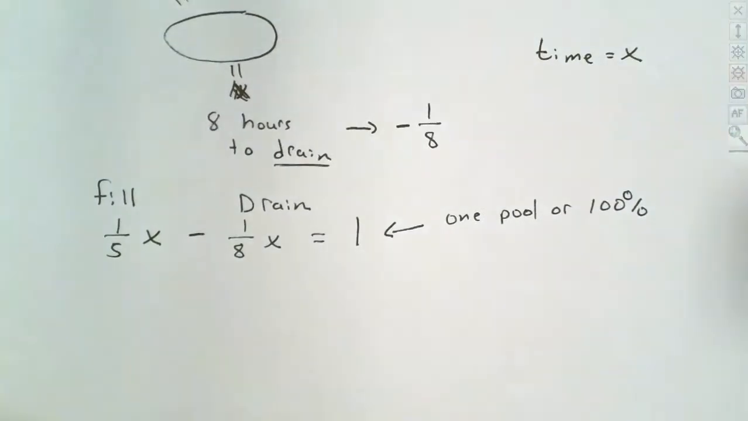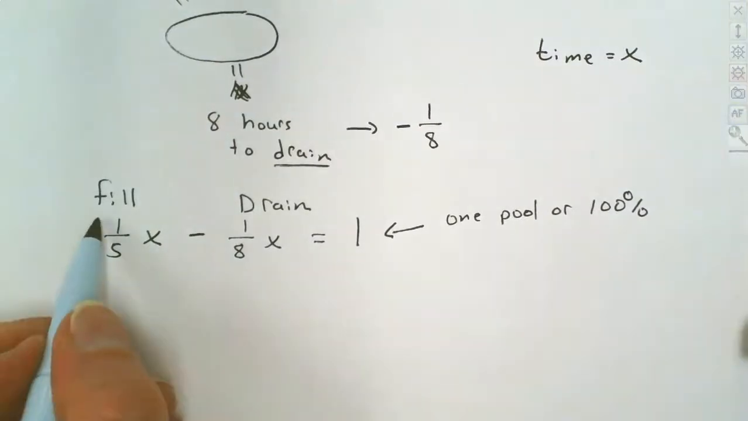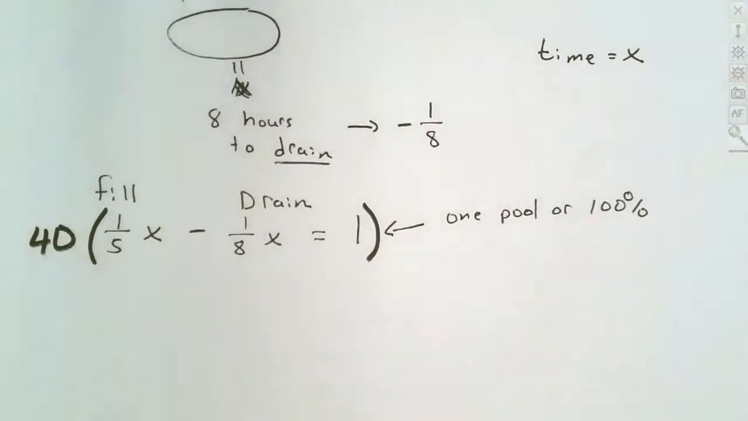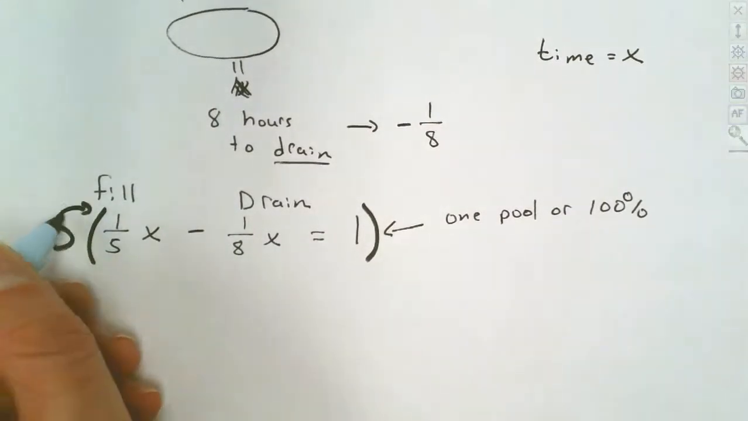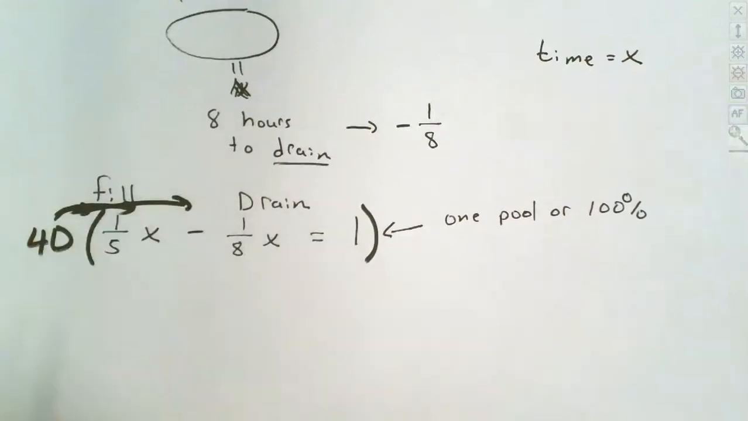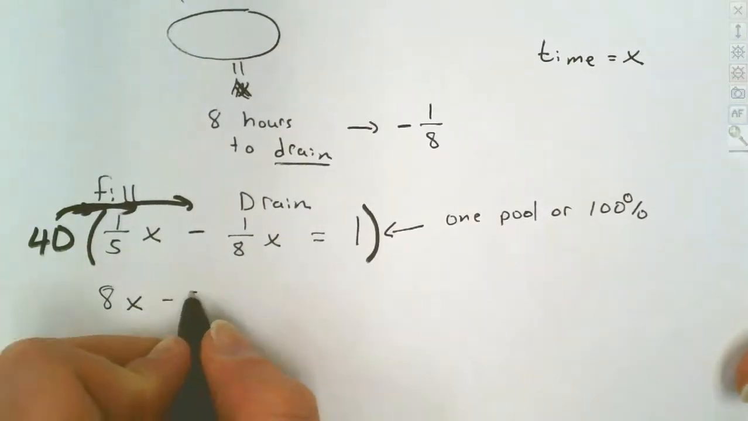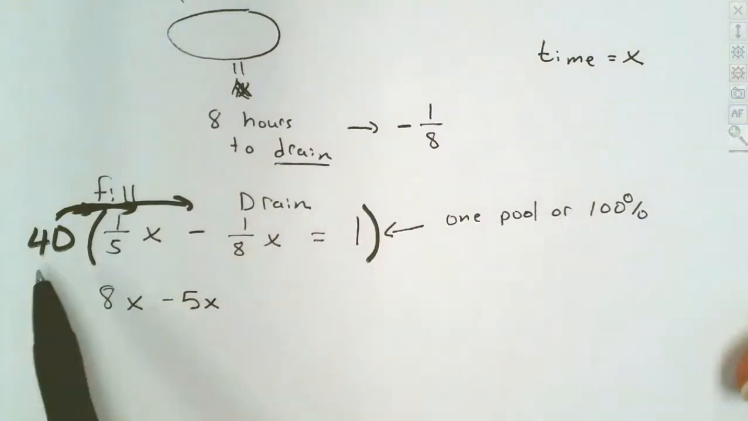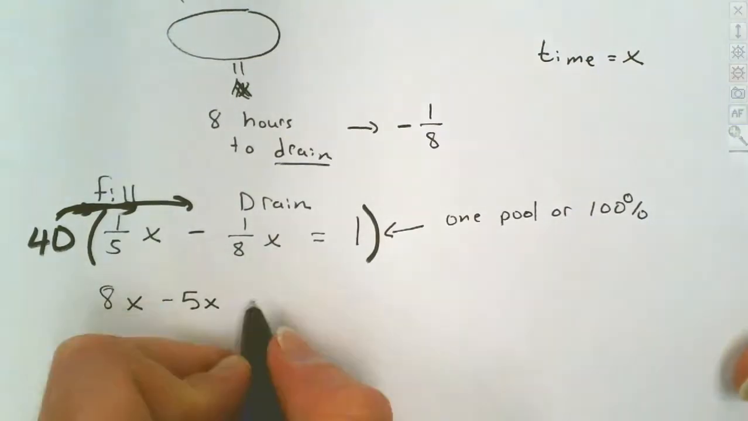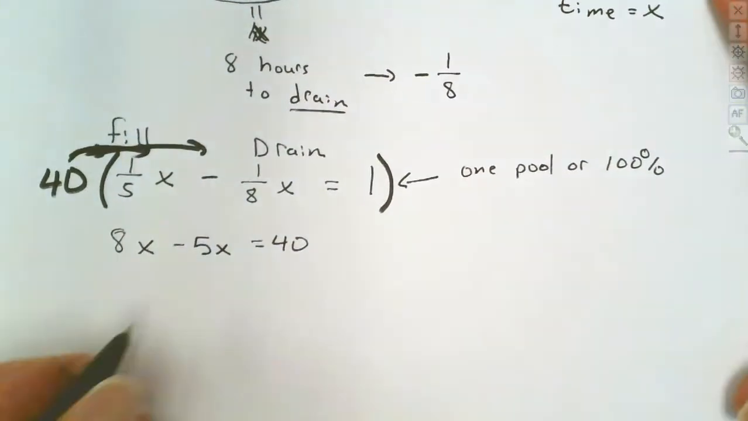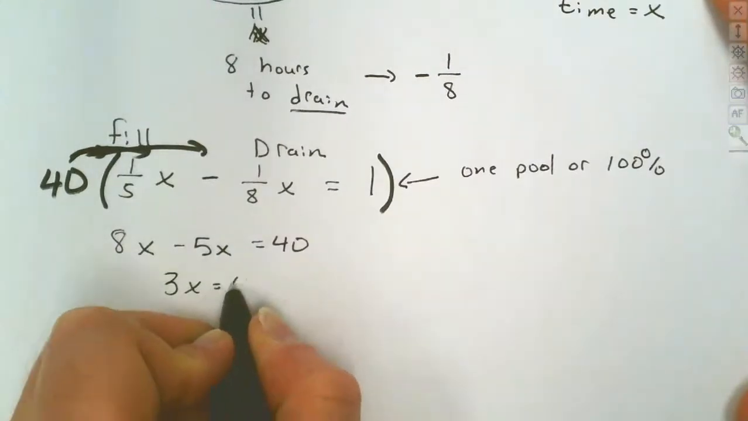Now, how do we finish this? Well, we need to clear our fractions. So how do we clear the fractions? We've got a 5 and an 8. So the least common denominator is going to be a 40. So go ahead and distribute through. And 40 divided by 5 makes it an 8x. 40 divided by 8 makes it a minus 5x. 40 times 1 makes it a 40. And we're almost finished here. That makes it then a 3x equals 40.